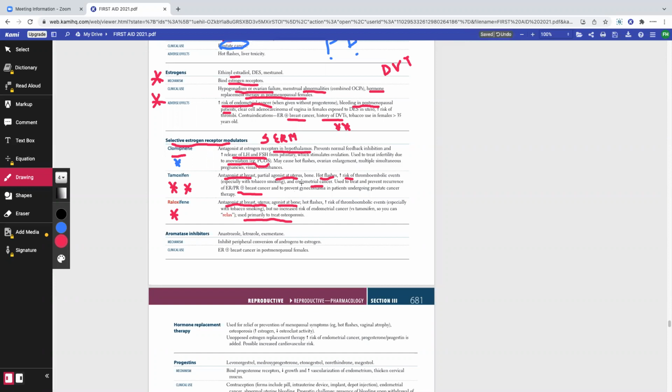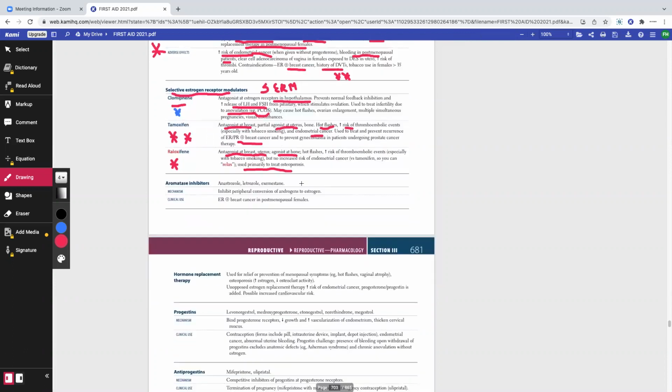But once again, we have to keep in mind that raloxifene is a SERM. So patients who have DVT, patients who are taking OCPs and everything else, they need to be very careful because they can have DVT. Okay. Now, very quickly, I just want to talk about this.